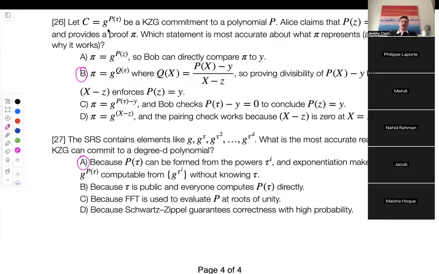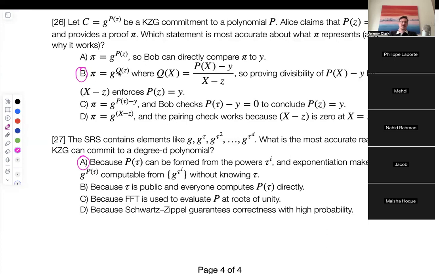Okay, let c equal g to the p of tau be a KZG commitment to polynomial p. Alice claims that she can open this polynomial at the point z, and it will give the answer y. And she has a proof of this statement. Which statement is the most accurate about what pi represents? Okay, so what is the actual proof?